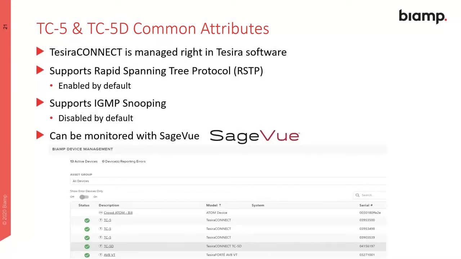Also, you know SageVue, so all the devices of the TesiraCONNECT family are monitored by SageVue. So you can monitor all the TC5s, upload the firmware, update the firmware, check the status. Any error that happens in the device will report an email to your IT manager or your admin.